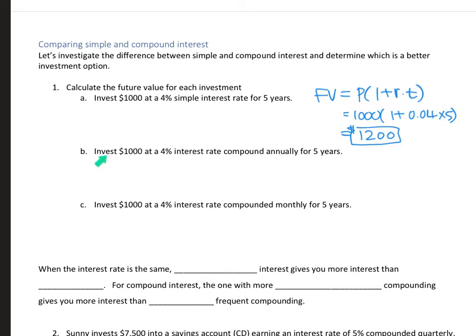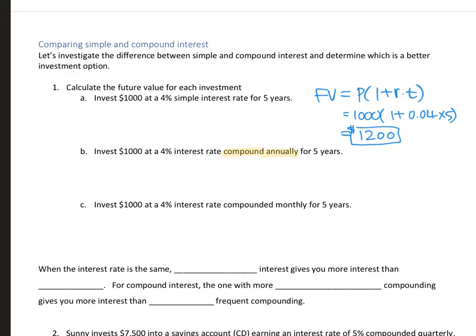Let's look at part B. Invest $1,000 at 4% interest rate. It says compounded annually, right? So I know this is a compound interest question. Part A was a simple interest question. Part B is the compound interest question because it says compound interest. I'm going to highlight this, compounded annually, right?